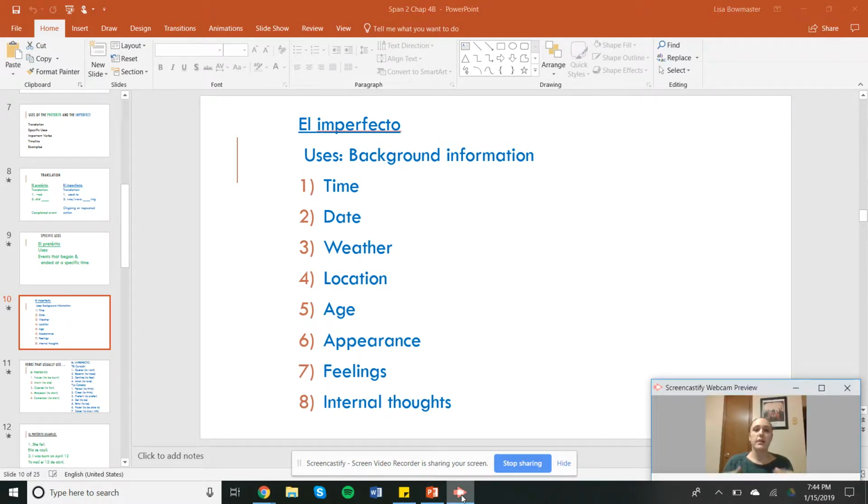The imperfect, it's background information. So anytime you're setting up the scene, most likely it's imperfect. For example, the time. It was 5 o'clock. There's that word was again. The date. It was June 5th, whatever it may be. Weather. Hacía sol. It was sunny. The location of somebody. Their age. Their appearance, their feelings, and their internal thoughts.